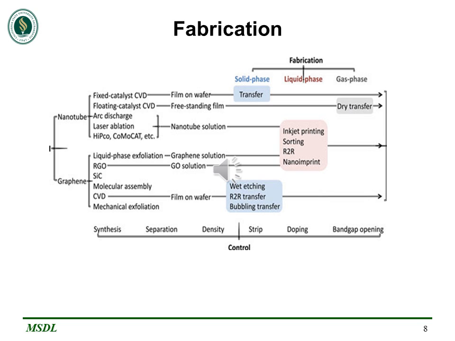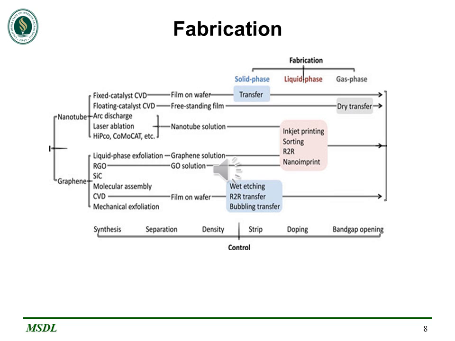So as you can see, for nanotubes we have fixed catalyst chemical vapor deposition, and then it is directly transferred onto the flexible substrate. As far as solid phase fabrication is concerned, for graphene we have molecular assembly, CVD, and mechanical exfoliation, and then these synthesis materials make a film, then the film is transferred onto the wafer, and after that wet etching, R to R transfer, and bubbling transfer for the graphene takes place, so that we can transfer this film onto the flexible substrate.